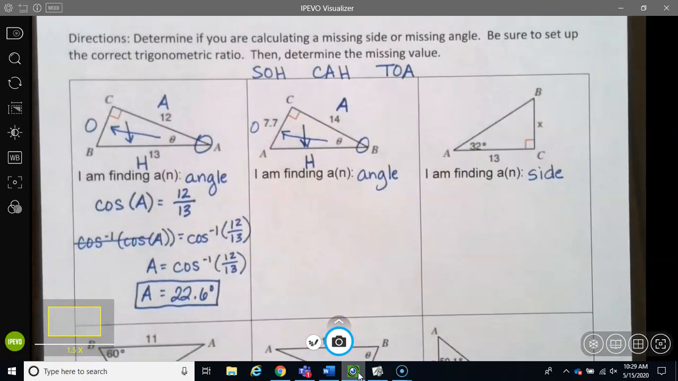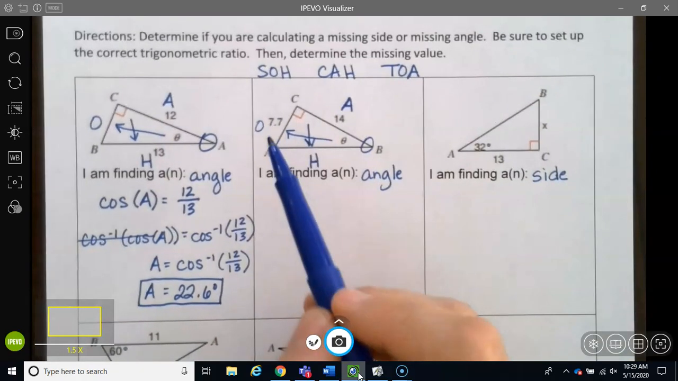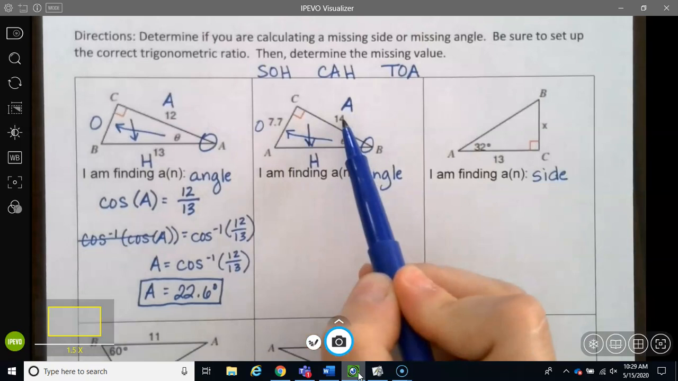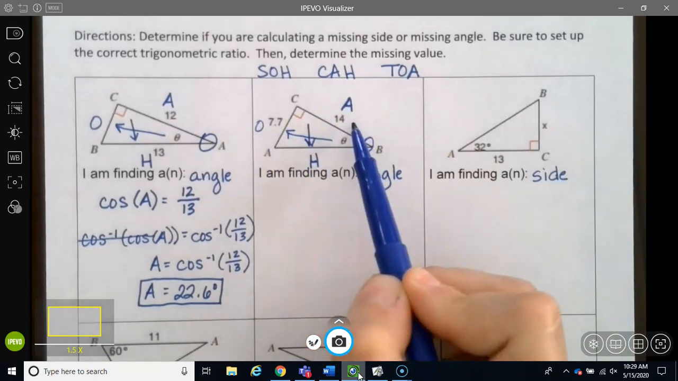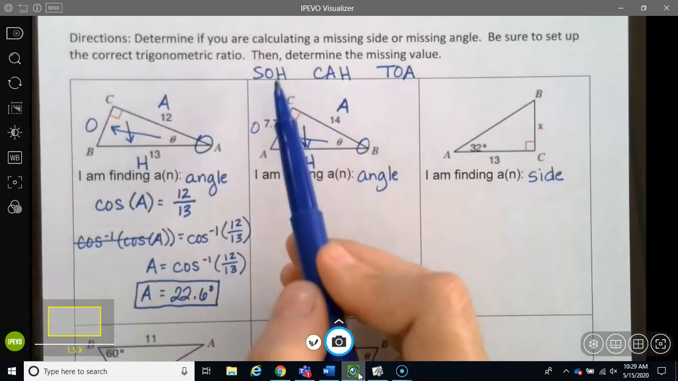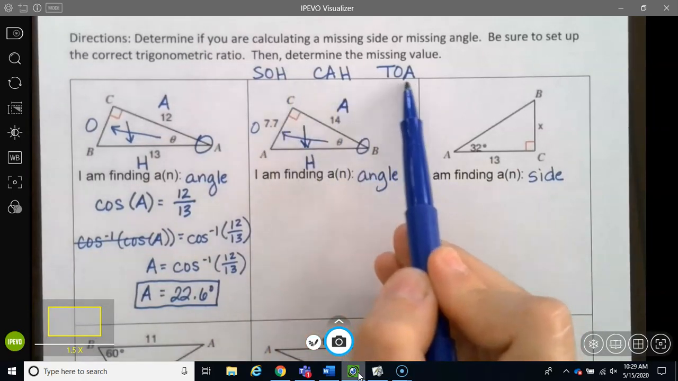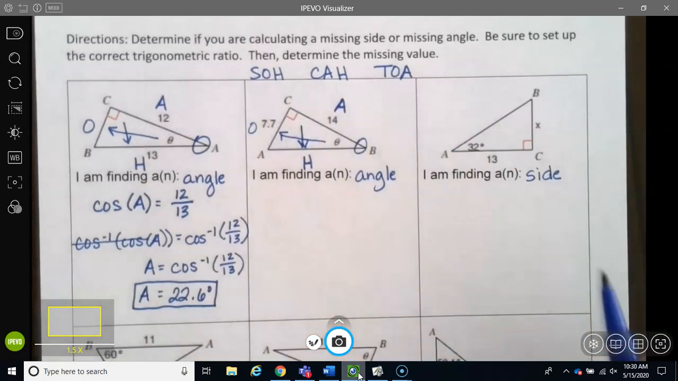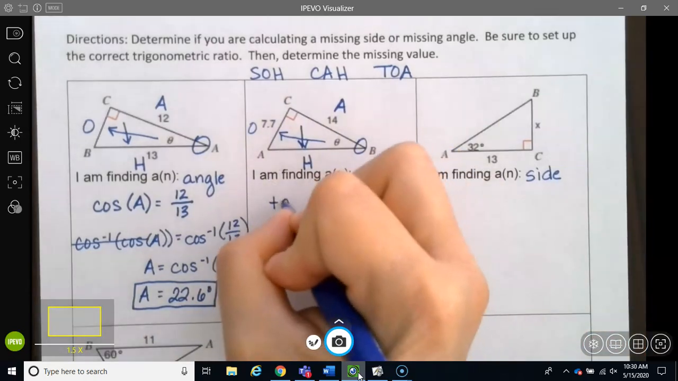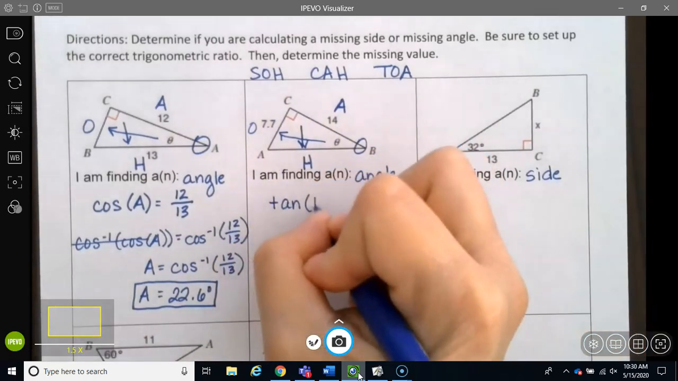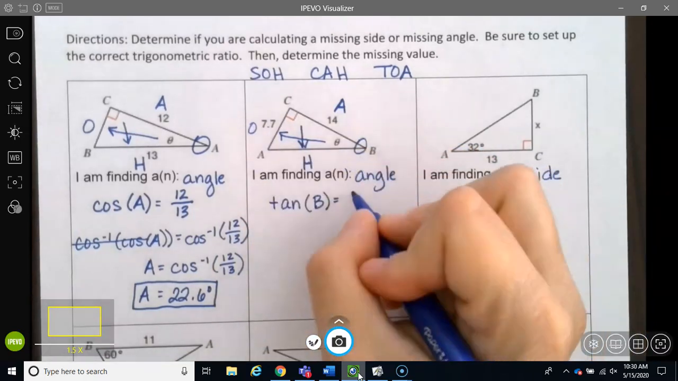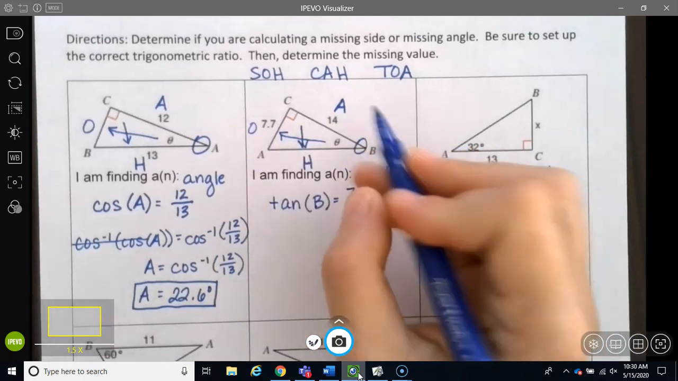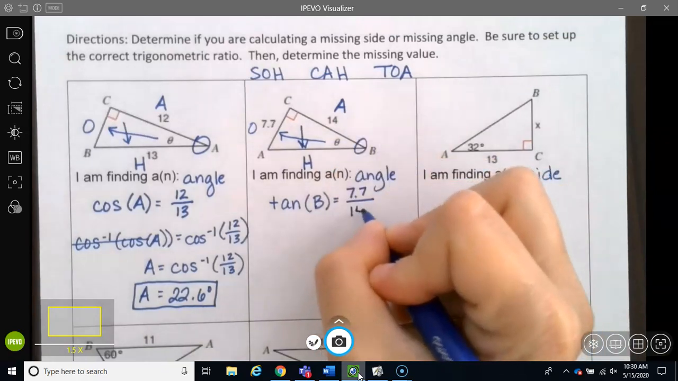Again, based on the two sides that we know, because we only know two in this one, we're going to be using opposite and adjacent, because that's 7.7 and that's 14. The one that uses opposite and adjacent is tangent. Tangent equals opposite over adjacent. So we set it up as tangent of B is equal to the opposite side, 7.7, over the adjacent side, 14.